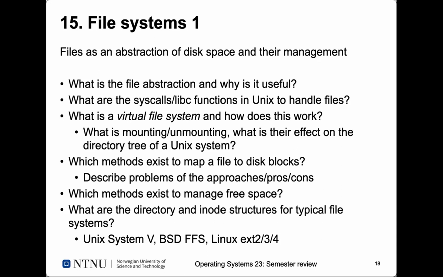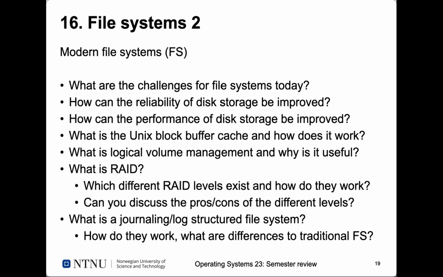We've looked at the different free space managements, and also the directory and inode structures for typical file systems like Unix System V, BSD or Linux, for example. And then we also talked about modern file systems. So we talked about challenges for file systems, reliability of disk storage, like we talked about RAID arrays, for example. We talked about the buffer cache, logical volume management, RAID levels, and then finally, we also talked about journaling and log structured file systems. So how do they work? What are the differences to traditional file systems?